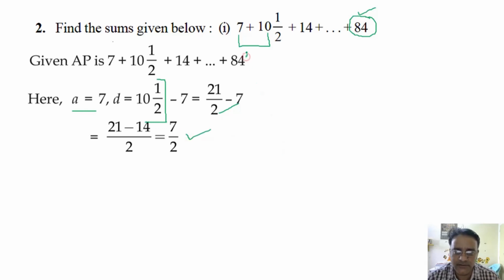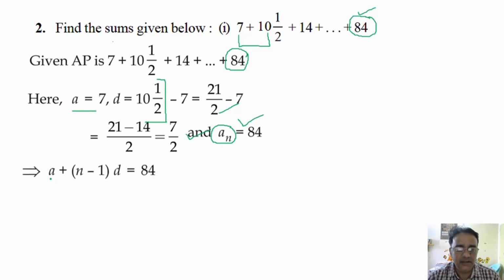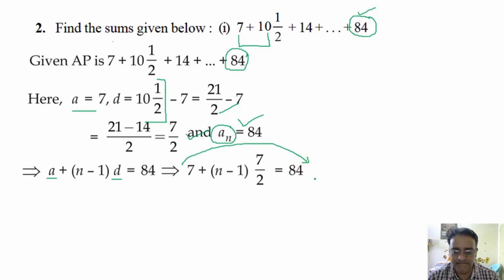Now we are going to find this 84 is which term? Okay, so let the nth term be 84. Now what is the formula of nth term? An is A plus n minus 1 into d. Right, now we'll substitute the value of A and D here. That is A is 7 and D is 7 by 2. Now we'll shift 7 to this side. It will become minus 7. Okay, so 84 minus 7 is 77. We can cancel this 77 with this 7 by, you will get 11.